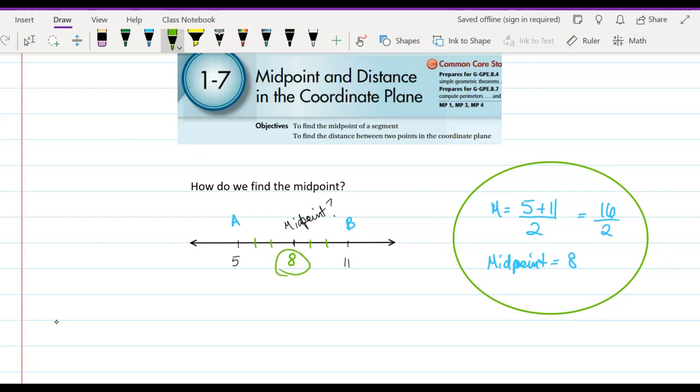And I can double check because this is a small segment. 5, 6, 7, 8, 9, 10, 11. So the length of this segment is 6, so we'd write that AB equals 6.